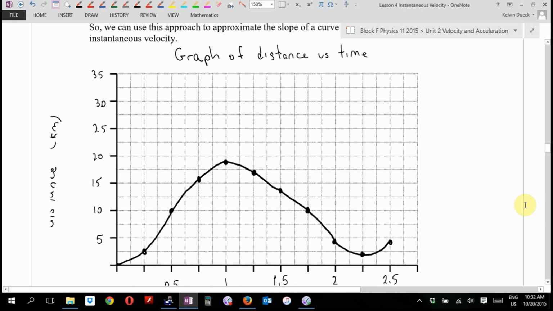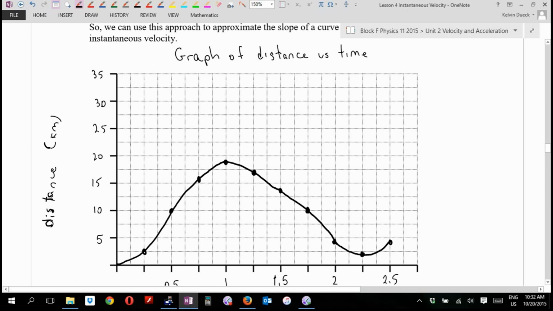So here's a graph of distance versus time. It got chopped off by the photocopier on the y-axis. Can you fill in the word distance? Or did yours show up properly? Yours is there? Okay, mine just got chopped off. And this is in kilometers. This is going to be in kilometers per hour.